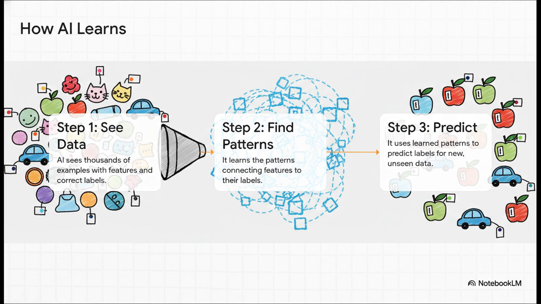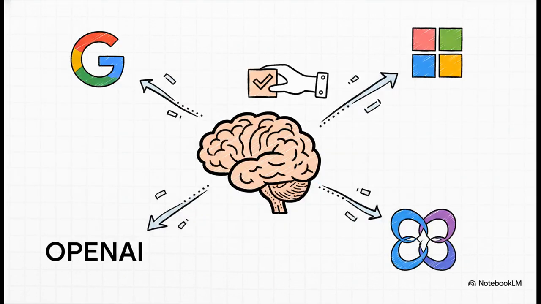And this is where the magic happens. Once it's learned those patterns, you can show it something totally new, data it's never seen before, and it can analyze the features and make a really solid prediction about what the labels should be. And this isn't just some theory from a textbook. This exact method, supervised learning, is the engine running behind the scenes in so many AI systems you probably use every single day, from all the big players like Google, Microsoft, and OpenAI.